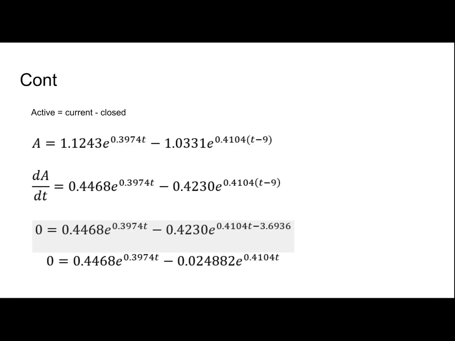Alright, coming back to this question now, we have e to the power of negative 3.6936. If we take the negative 3.6936 out of that power, we'll simply get this coefficient 0.4230 multiplied by 1 over e to the power of 3.6936. That's just following our indices rules and our logical rules here. So if we do that, then we'll get this new equation here. The reason we did that was because we wanted to eliminate all the non-t factors out of the powers. That makes it a lot easier for us to simplify this equation. Okay.